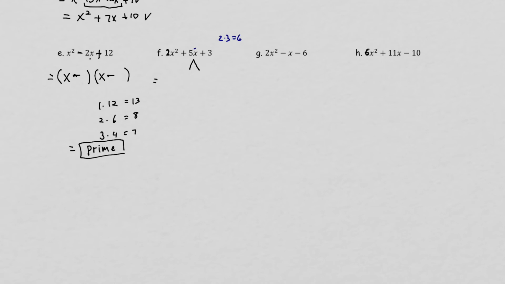So let's see. It will be 1 times 6, 2 times 3, and 2 times 3, when you're adding those two numbers, it will be 5. So I'm going to use those numbers to stretch out this problem into the 4 terms, right? So we had 2x squared before. 5x becomes plus 2x plus 3x plus 3.